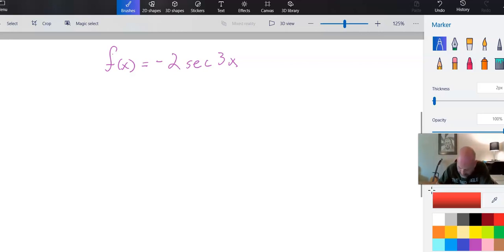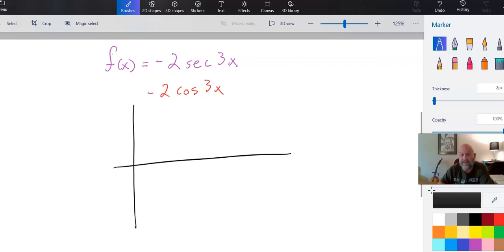So the secret one that I'm going to be graphing is -2 cosine 3x, and that's the one we're going to be using to figure out what secant looks like. So let's go ahead and graph this one. We have an amplitude and it's negative, so that means we're flipped, right? That's a vertical flip, and we run from 2 to -2.